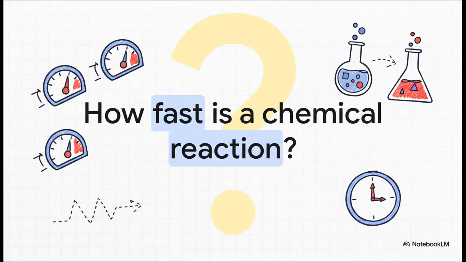So if someone asks you, how fast is a chemical reaction, you'd probably expect a pretty straightforward answer, a single number, like a speed limit. But as we're about to see, if you actually go and measure different parts of the very same reaction, you can get completely different answers. So which one is the real speed?